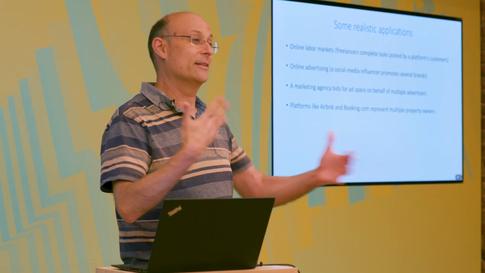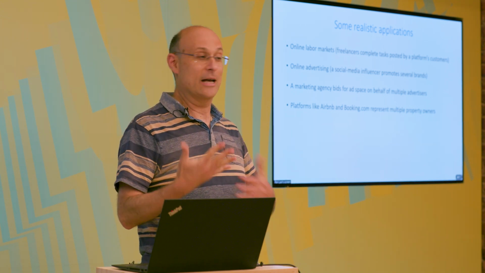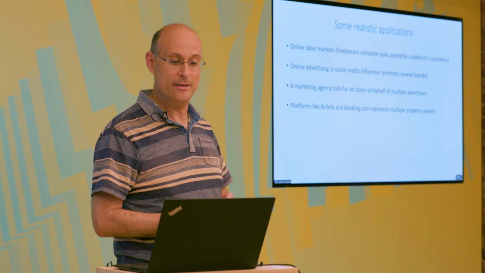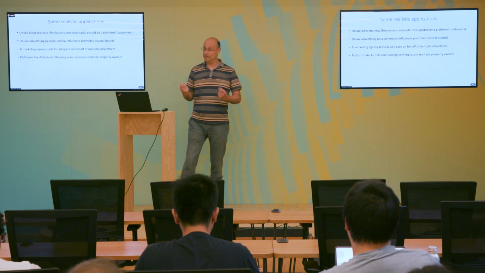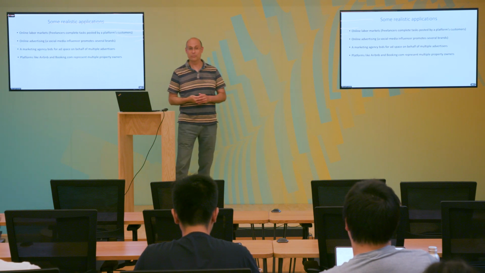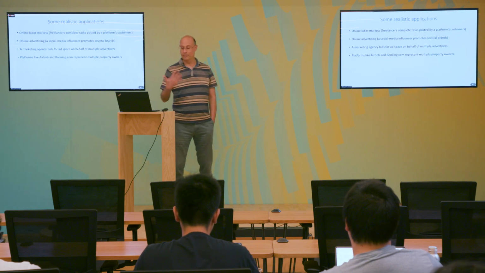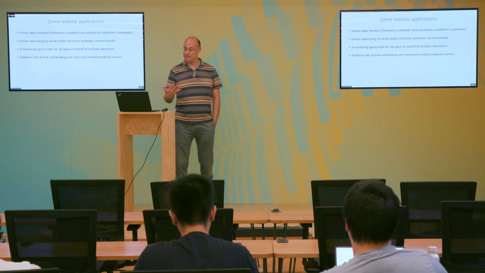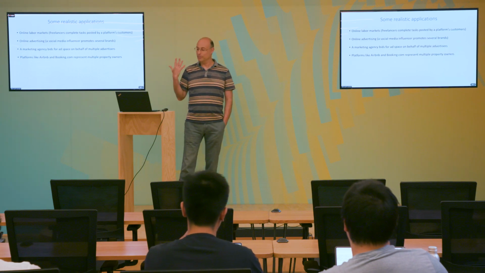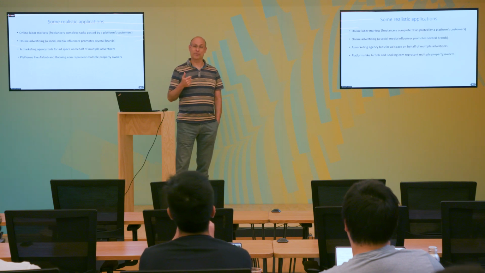So freelancers are the agents, they need to take some actions, and the customers are the principals. Online advertising, where a social media influencer, for example, promotes several brands. A marketing agency that bids for ad space on behalf of multiple advertisers. Platforms like Airbnb or Booking.com represent multiple property owners.